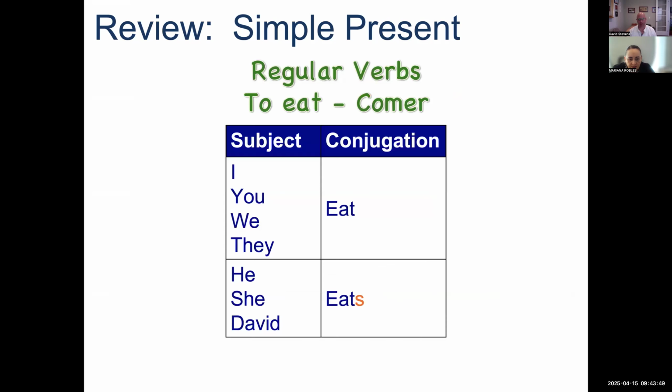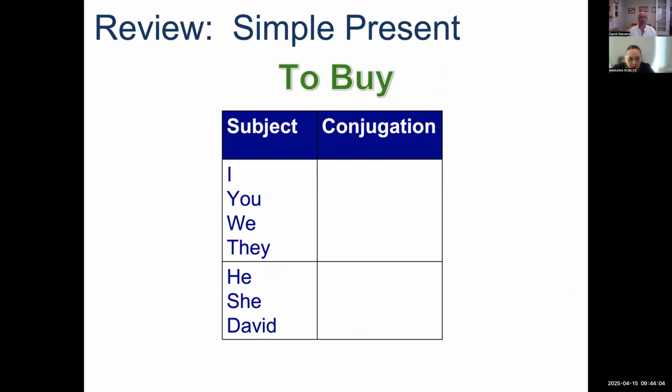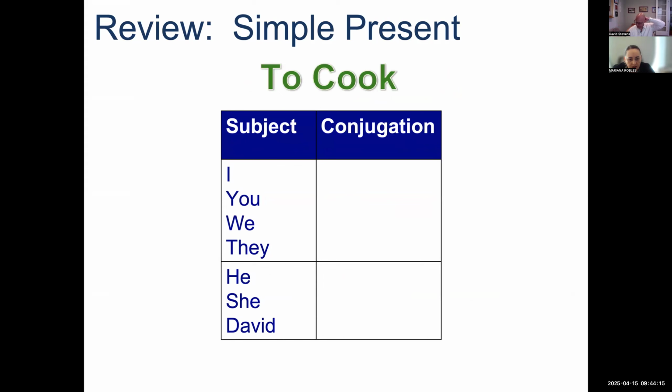All right, now let's switch gears and go back to our regular verbs. So most of our verbs are going to work like this, like the verb to eat, where it looks like this in the conjugation. I eat, you eat, we eat, they eat, he eats, she eats, David eats. Let's practice with to buy. I buy, you buy, we buy, they buy. He buys, she buys, David buys. To cook. I cook, you cook, we cook, they cook, he cooks, she cooks, David cooks.